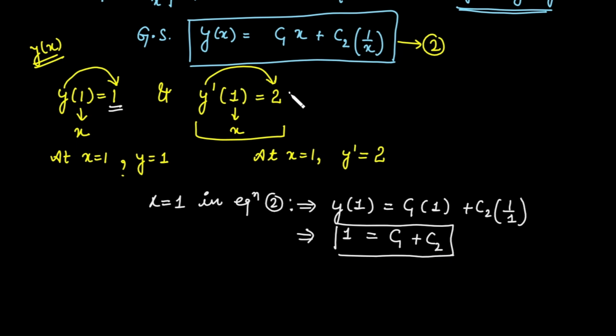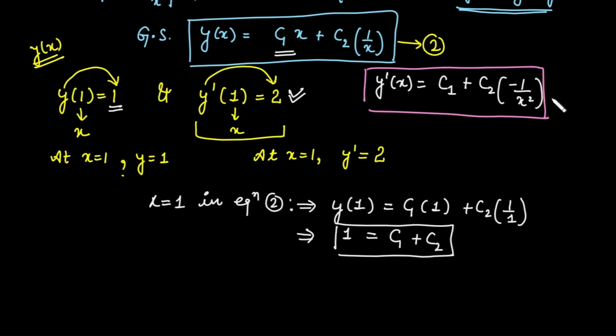Now we will use the second condition, that the derivative at 1 is equal to 2. So first we need to calculate the derivative. What is the derivative in terms of x? The derivative of x is 1, and c1 is a constant, so we place it as it is. Plus c2 is a constant. What is the derivative of 1 by x? That is minus 1 upon x square. Suppose this is equation number 3.